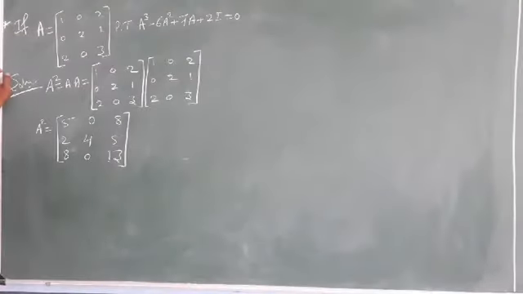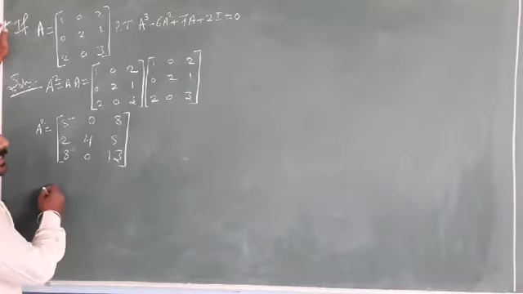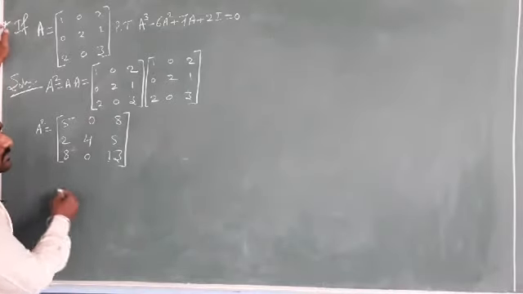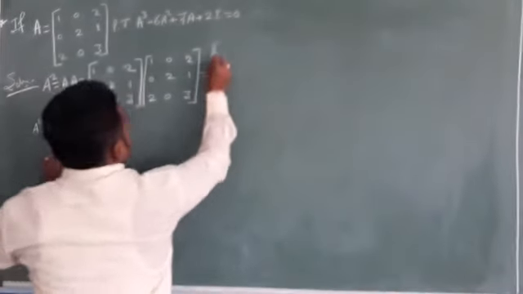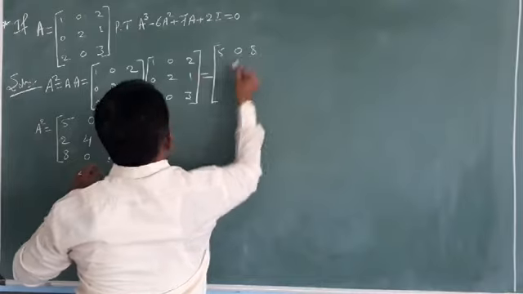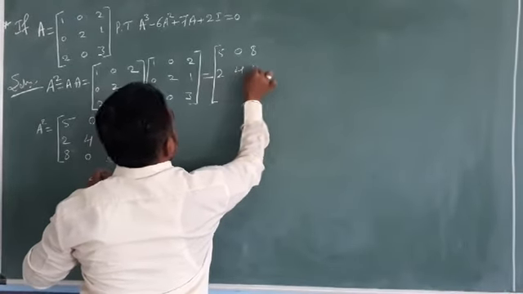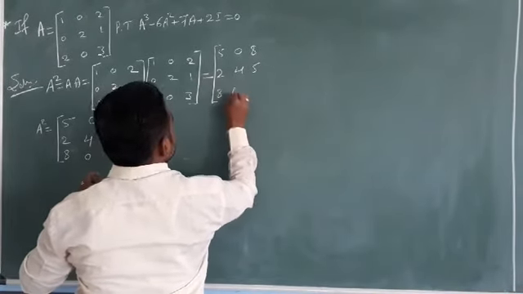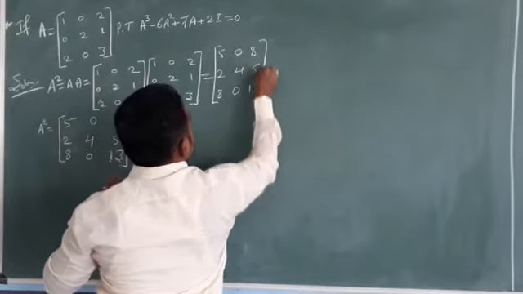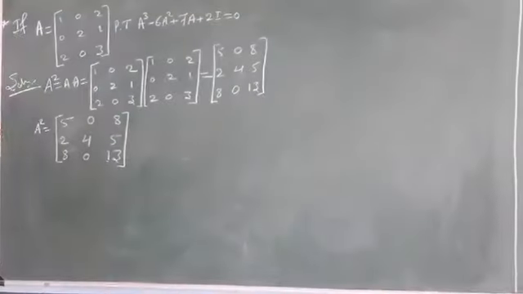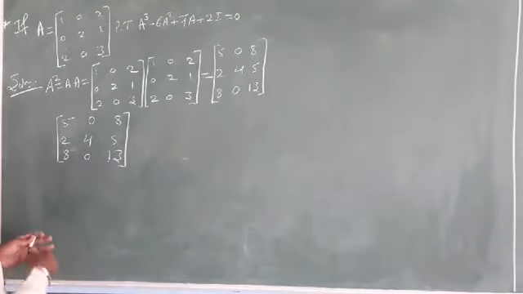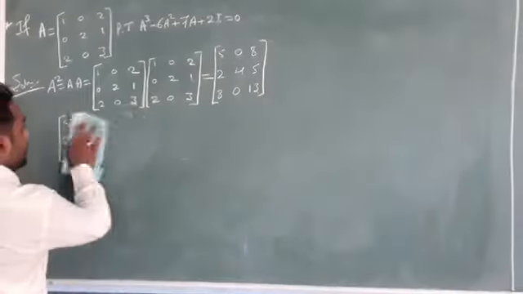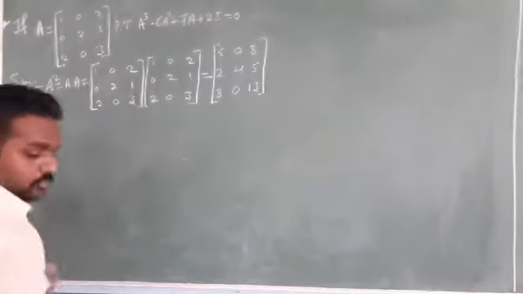Okay, so we got the A square. Now what is the thing? You have to find the A cube. Just I will write here only, students. 5, 0, 8, 2, 4, 5, 8, 0, 13, A square. So now we will have to find the A cube. So how to find the A cube?